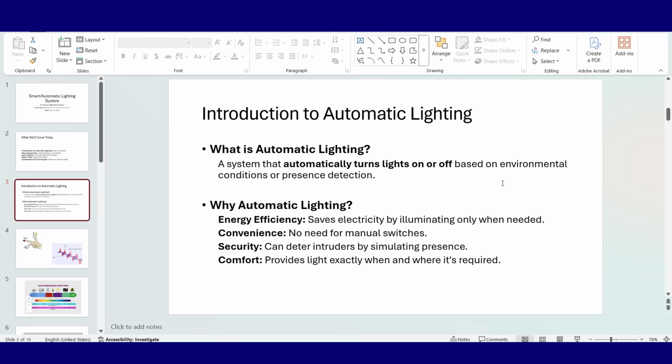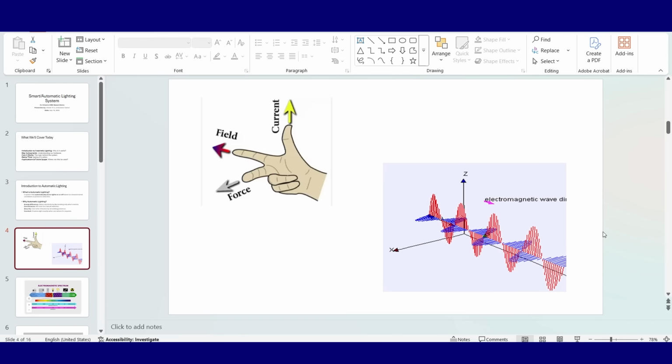Okay. Now, before we get into the project and exactly what the components are, we have to spend some time to understand what these electromagnetic waves are. Electromagnetic waves or electromagnetic radiation is a form of energy that travels through space as waves having electric and magnetic fields. Why are we discussing electromagnetic radiation or electromagnetic waves? Because in this project we are going to use an IR remote control.